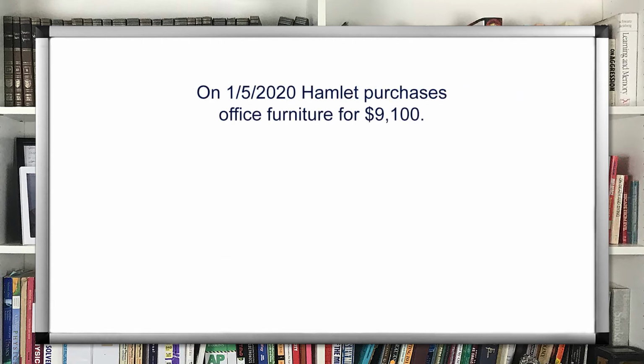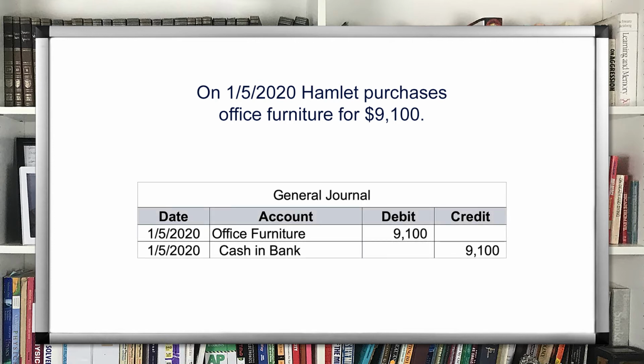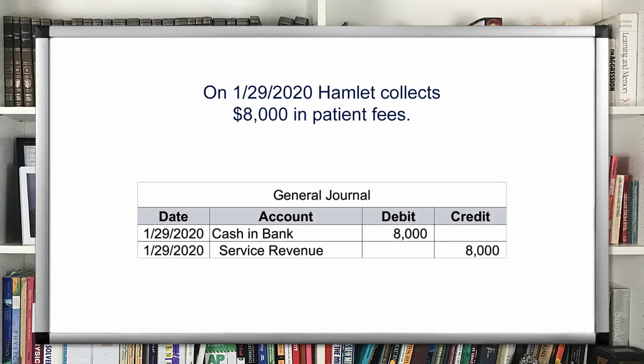On January 5th, Hamlet purchases office furniture for $9,100. Office furniture is an asset, so this asset increases while another asset, cash, decreases. On January 29th, Hamlet collects $8,000 in patient fees from his HMO. An asset, cash, increases. He has earned these fees, so the offsetting entry is to increase revenue.